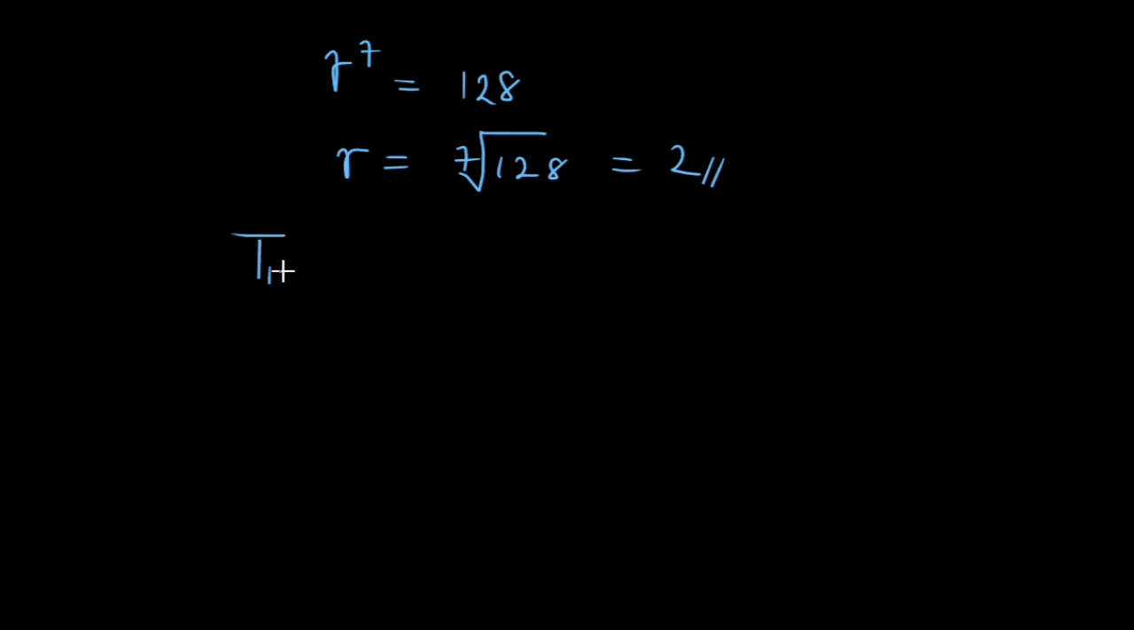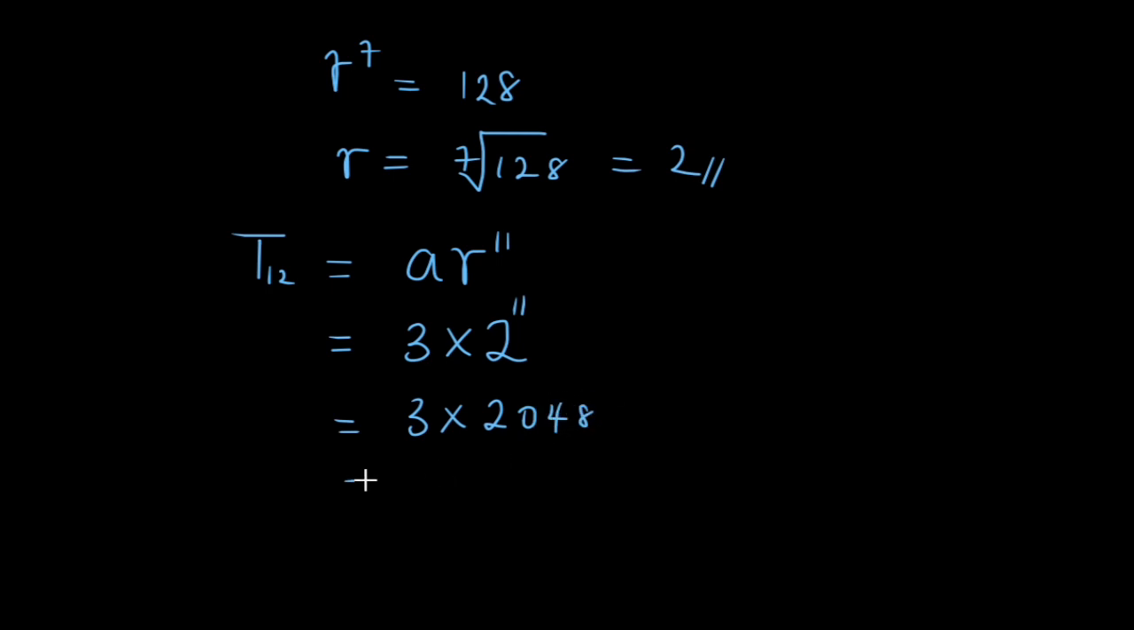12th term here simply means T12, which is the same thing as A times R to the power of 11. And this gives us, since we know the first term to be 3, 3 times our common ratio, which is already given to be 2, to the power of 11. And then we have 3 times 2 to the power of 11, which will give us 2048. And when you do the multiplication of 3 by 2048, you have 6144 to be our 12th term.